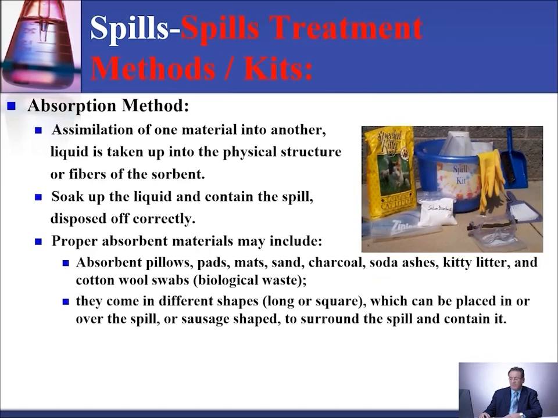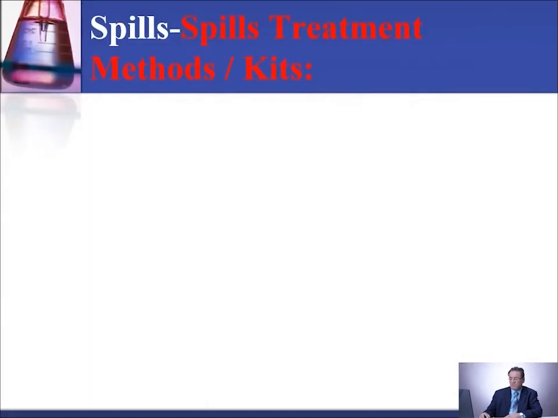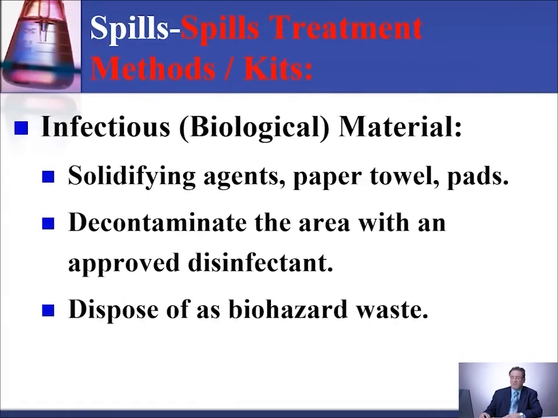The absorbent materials come in different shapes, long or square, which can be placed in or over the spill, or sausage shape to surround the spill and contain it. A solidifying agent, once you dike the spill with it and apply it, will absorb the liquid, contain the spreading, and prevent aerosol generation, forming a semi-powdered mixture. Next, infectious biological material: use a solidifying agent, paper towels, or pads, decontaminate the area with an approved disinfectant, and dispose of it as biohazard waste.